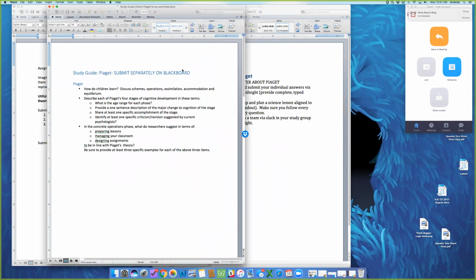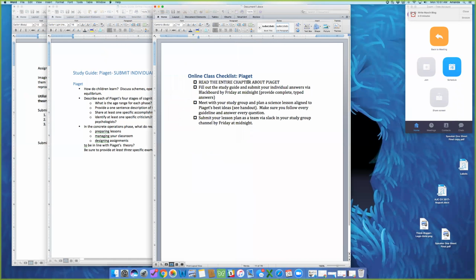study guide. Your study guide is submitted individually, separately. Let me change this to individually because I feel like that's clearer, on Blackboard. So for you to get credit for class this week and those 5 points, that is 5% of our grade for this class, you need to make sure that you read the whole chapter, fill out the study guide and submit via Blackboard, meet with your study group and create a science lesson and upload that via Slack. Submit your lesson plan as a team via Slack in your study group channel by Friday at midnight. All of this needs to be done by Friday at midnight.